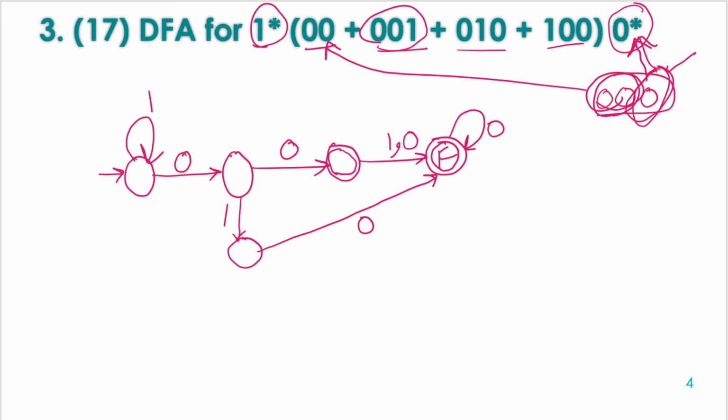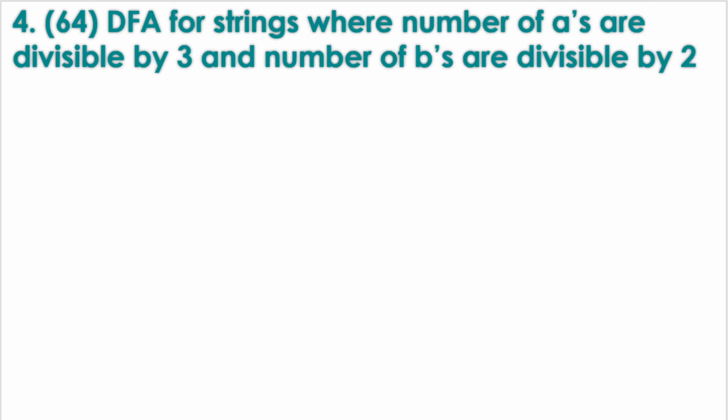So this is the way we solve these questions. Next, we have the divisibility problem, and these questions are very easy. With a simple trick you can solve any question of this type. For example, here we have a DFA for strings where the number of A's is divisible by 3 and the number of B's is divisible by 2. We will do this question, and you will easily solve the fifth question as well, which is the bigger question than this one.